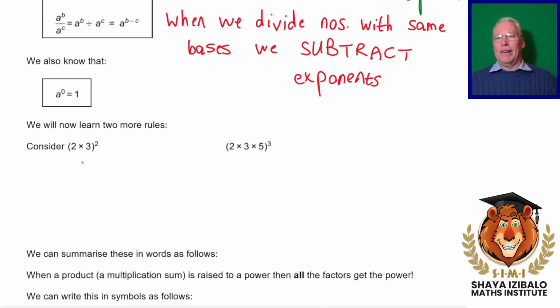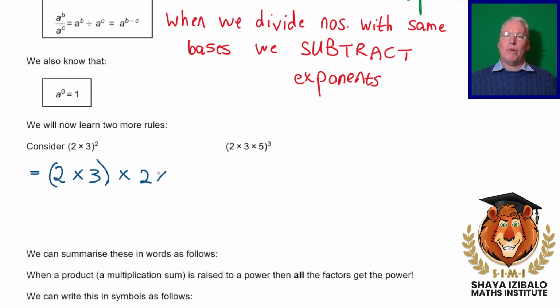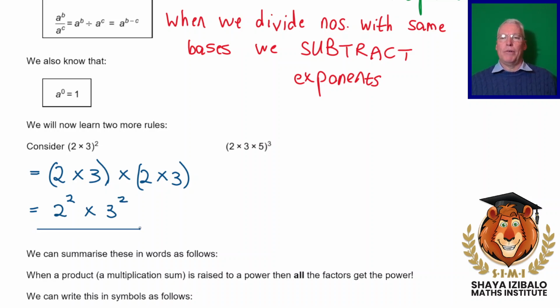The first one looks like this. Here we've got 2 times 3, and then we are squaring the result. Let's look at what that actually means. It actually means 2 times 3 times 2 times 3. Because remember, squaring means to multiply by itself. Okay, now if we take these brackets out, what we've actually got is 2 times 2 and 3 times 3. Okay, we'll do another one and then we'll take a look.